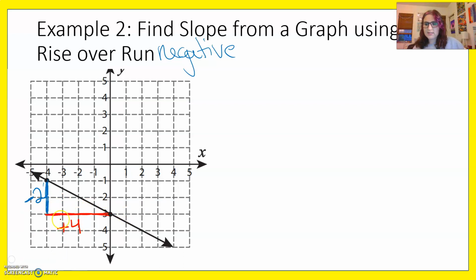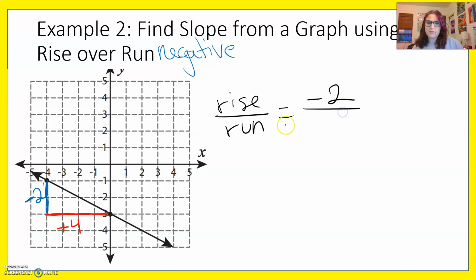So now my rise was negative 2. So rise over run. My rise was negative 2. And my run was positive 4. Now I need to simplify this, because this I could definitely simplify. If I want to simplify a fraction, I divide the numerator and denominator by the same number. So I'm going to divide both of these by 2. So negative 2 divided by 2 is negative 1, and 4 divided by 2 is 2. So my slope is negative 1/2.